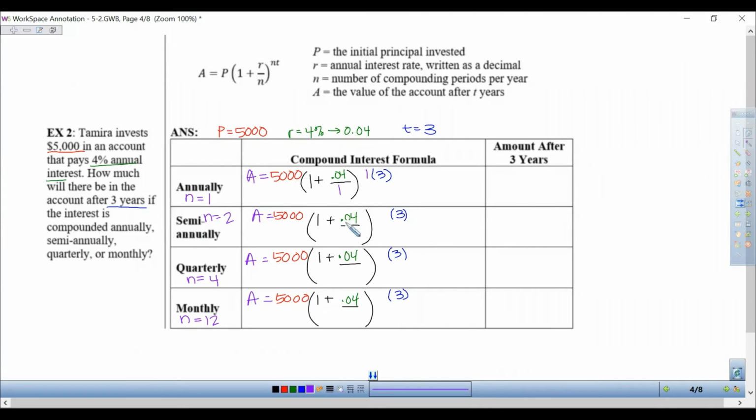N is 2 for semi-annually. So 2 goes in the denominator and 2 goes here, okay? Quarterly, N is 4, so I'm dividing by 4 and multiplying my exponent by 4. Monthly, I'm dividing by 12, and then I am multiplying by 4.